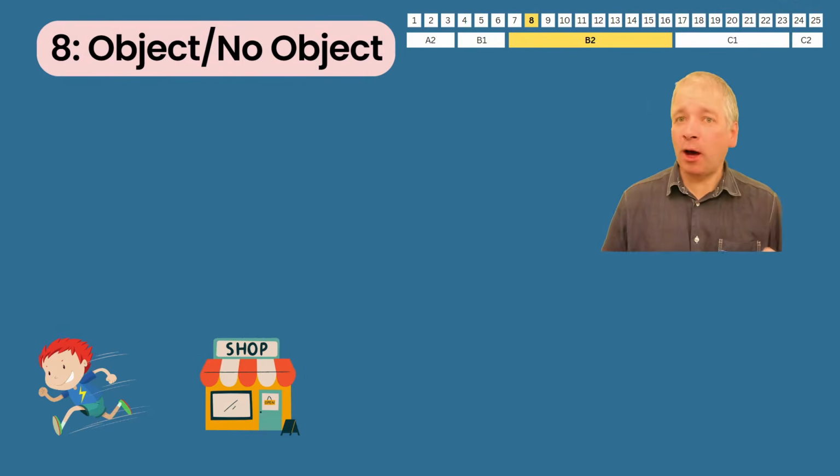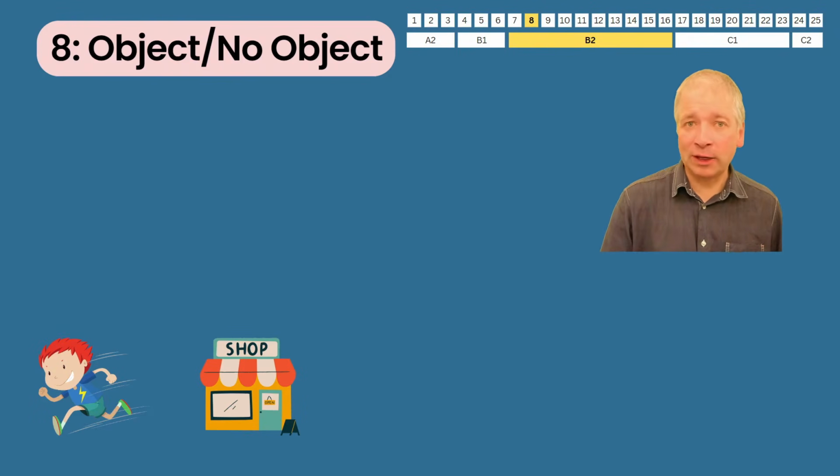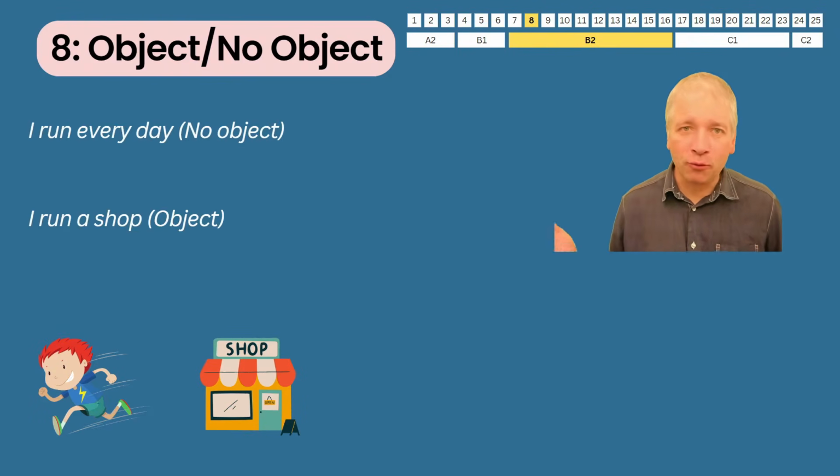However, some verbs are not obviously transitive or intransitive. For example, the verb to run.